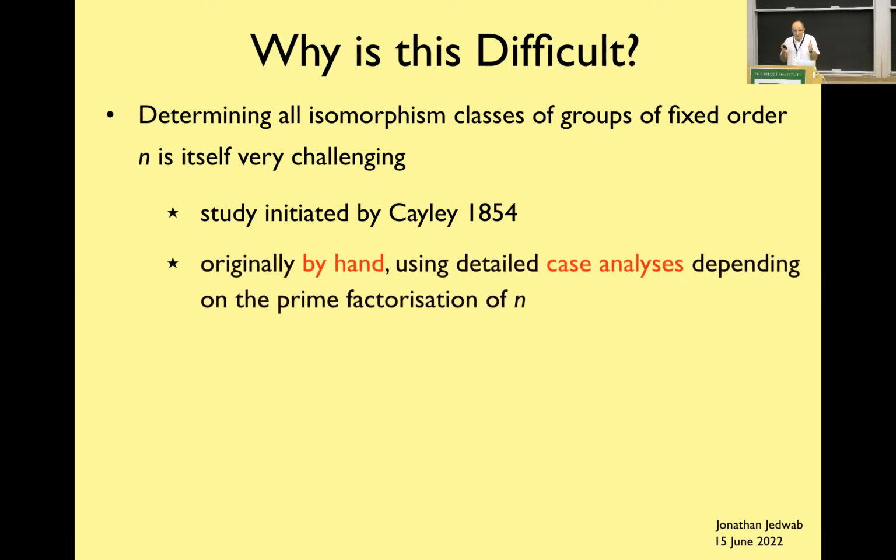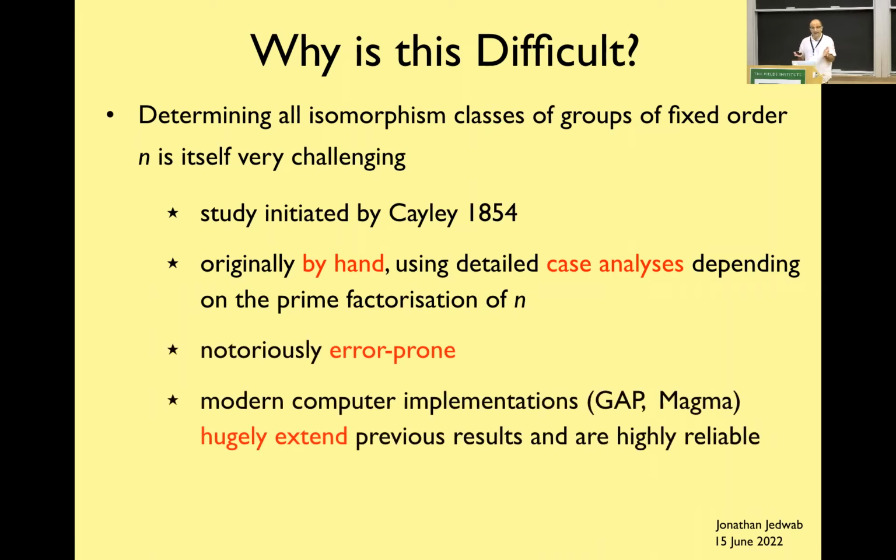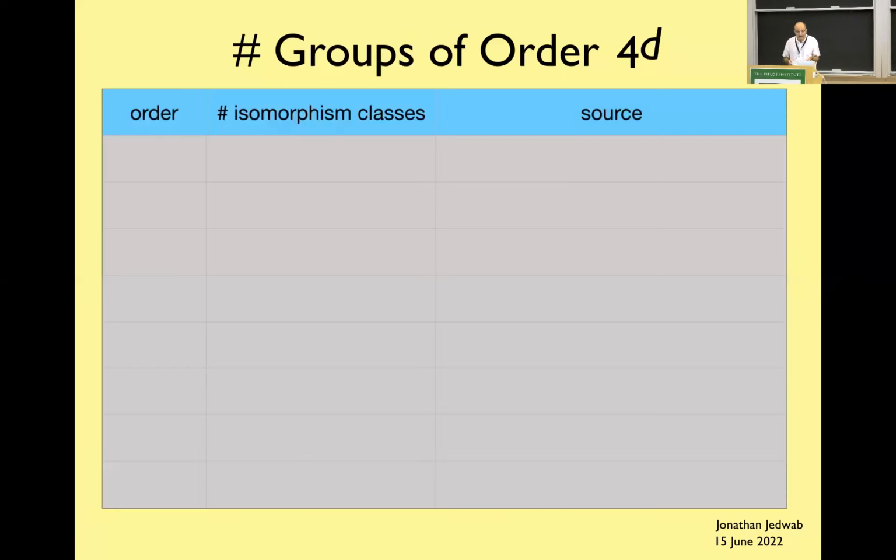And a lot of extremely smart and knowledgeable people have worked on this. Before modern computers were available, all the calculations were done by hand, and there was detailed case analyses depending on how the order of the group factorized, and it was really, really easy to make mistakes. Again, not because these people didn't know much, but because the problem's so hard. So we do have modern computer algebra systems, especially GAP and Magma, that have removed a lot of the errors and have enabled us to go way beyond anything that will be possible by hand. So let's take a look at what we know about groups of order 4 to the d, the isomorphism classes.